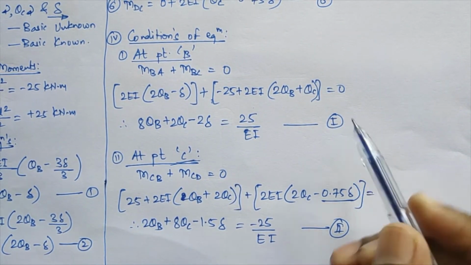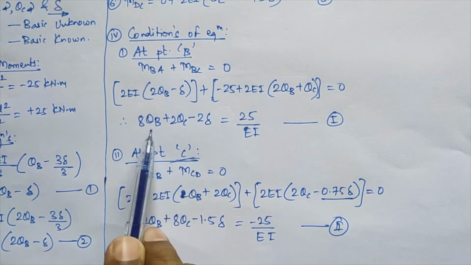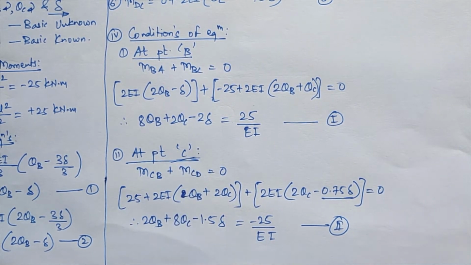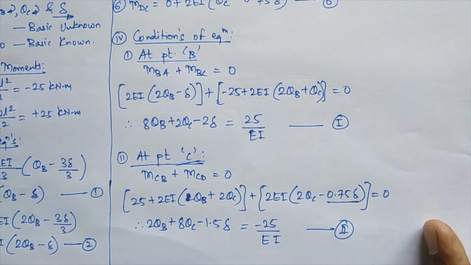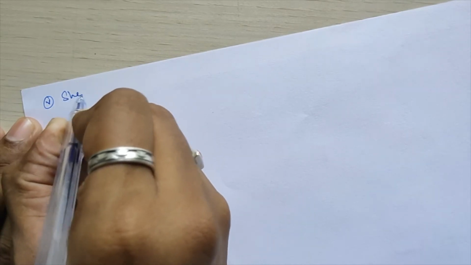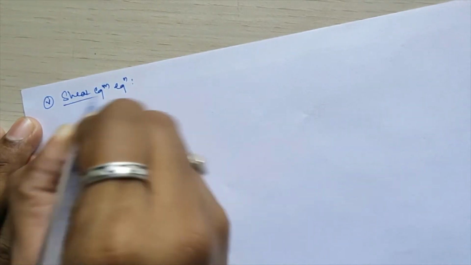But these two equations, as I said, are not sufficient to calculate these three unknowns, theta b, theta c and delta. For that we will require one more additional equation. That equation we have to calculate from your shear equilibrium equation step. So here this step comes after your conditions of equilibrium. So the next step I am considering as step number 5, that is the shear equilibrium equation.